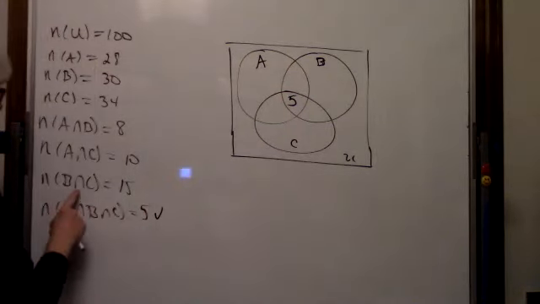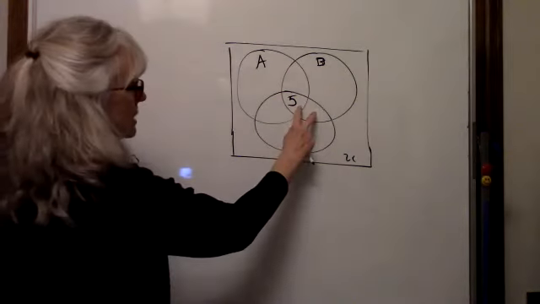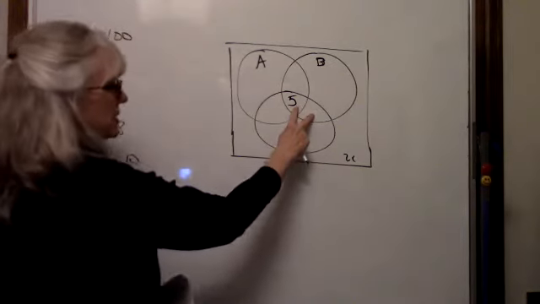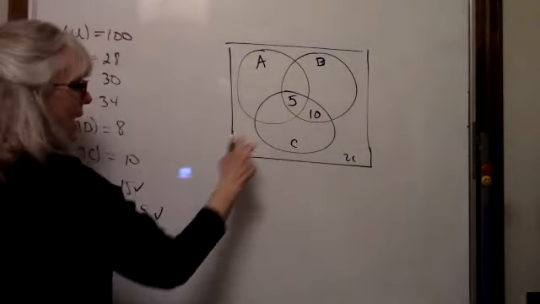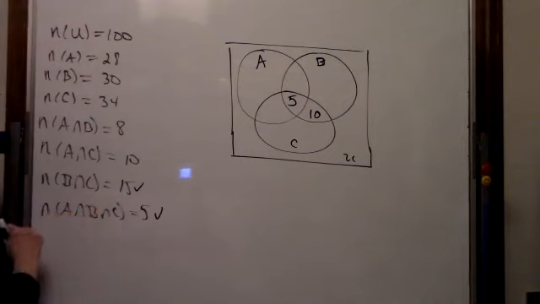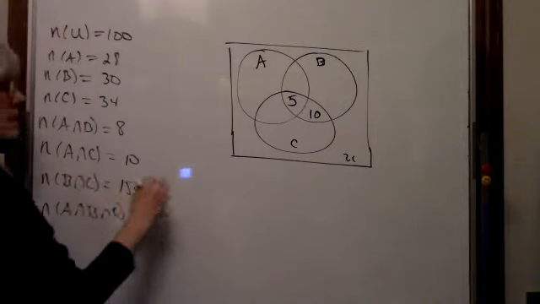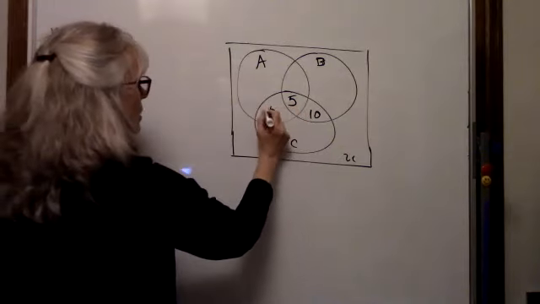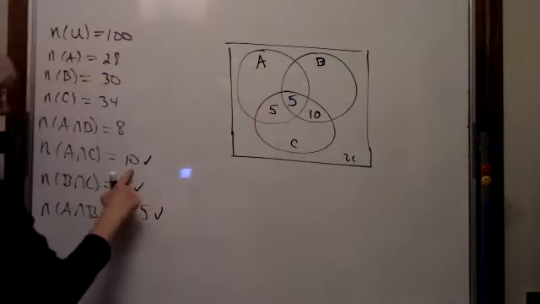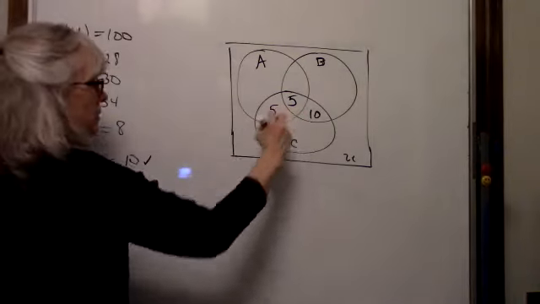So we know the number in B intersect C. B intersect C are these 2 regions. We need 15. We have 5, so that's going to put 10 out here. Again, these 2 add to give me the 15 that's in their intersection. A intersect C are these 2 regions. We need 10. We've already got 5 accounted for, so that puts 5 over here. Again, 10 are in the A and C together.